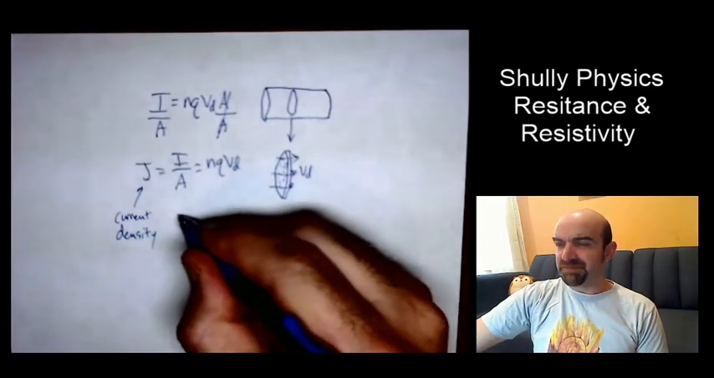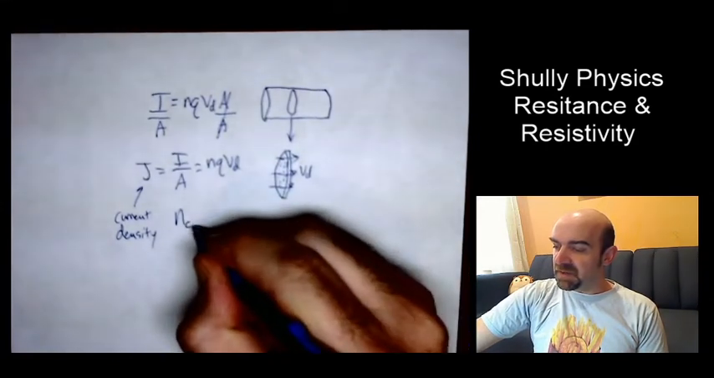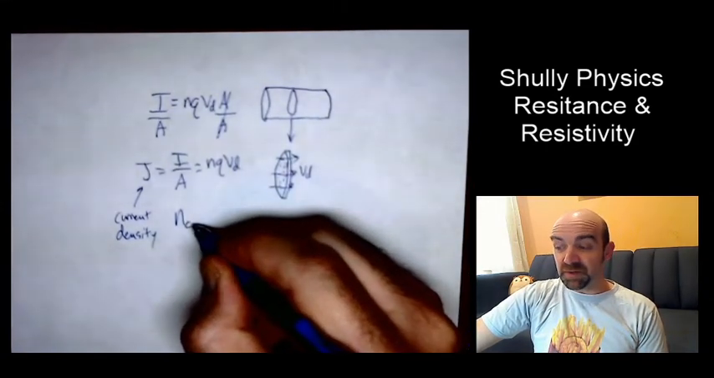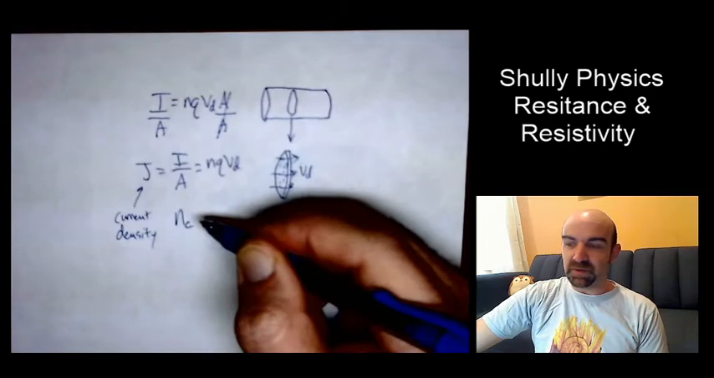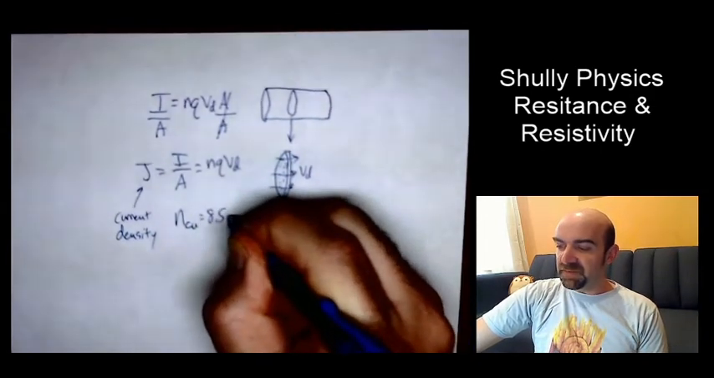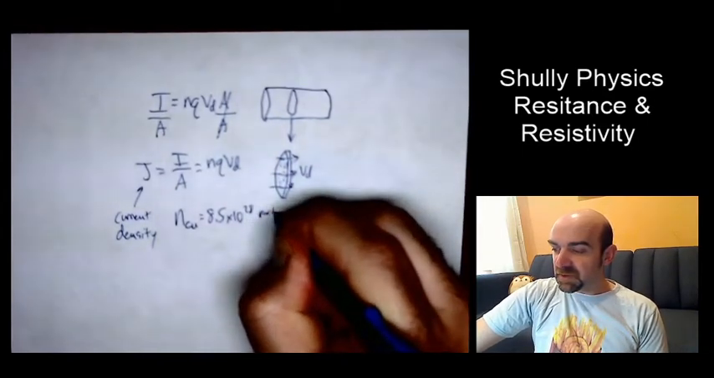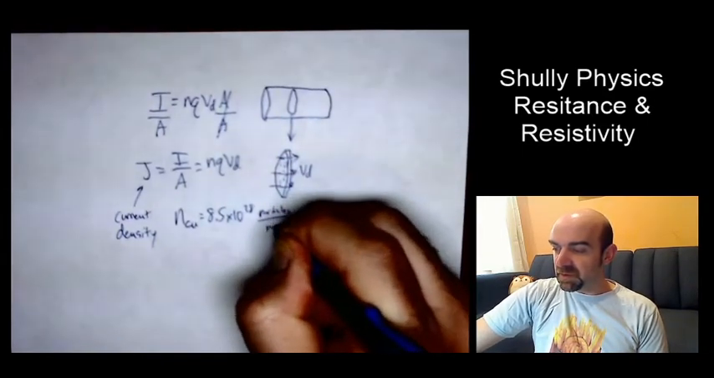Now just as a piece to remember, the number of electrons per unit volume in copper is 8.5 times 10 to the 28 charges per cubic meter.